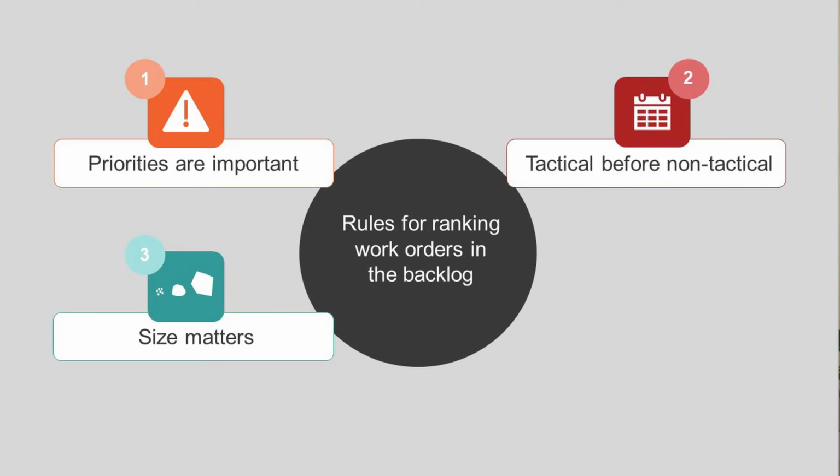Rule number 3, size does matter. In maintenance planning, work orders that require a significant amount of resources fit into an empty scheduling period much easier when you add them first. And then take the smaller and medium work orders and add them into the scheduling period.